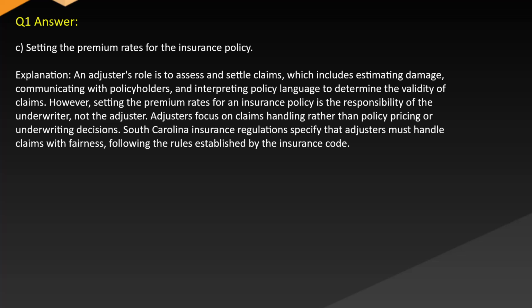Answer: C. Setting the premium rates for the insurance policy. Explanation: An adjuster's role is to assess and settle claims, which includes estimating damage, communicating with policyholders, and interpreting policy language to determine the validity of claims. However, setting the premium rates for an insurance policy is the responsibility of the underwriter, not the adjuster. Adjusters focus on claims handling rather than policy pricing or underwriting decisions. South Carolina insurance regulations specify that adjusters must handle claims with fairness, following the rules established by the insurance code.